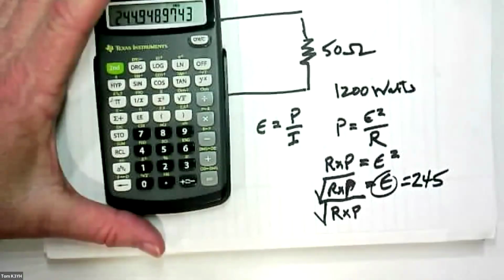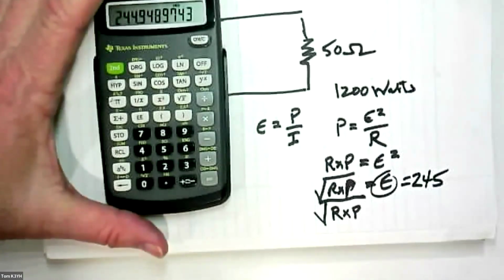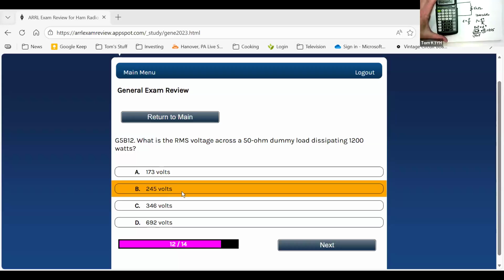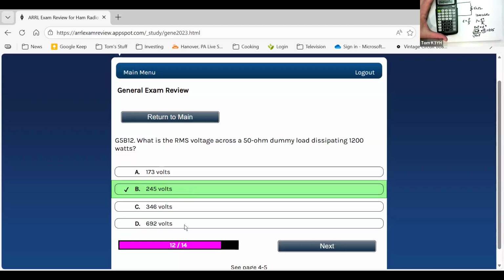All right, so I'll go back to the question real quick. And answer B, 245 volts. So the RMS voltage is 245.